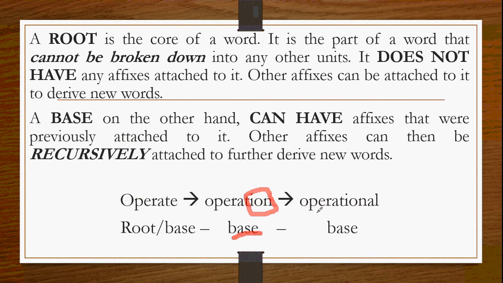Right? It's right here. And at the same time, operational can be another base for another word, but not a root. In this case, operational and operation are not roots. They are bases, but not roots, because they already have affixes attached to them. In this case, this one. In this case, these two. All right?